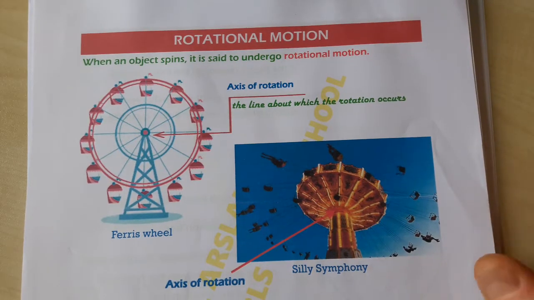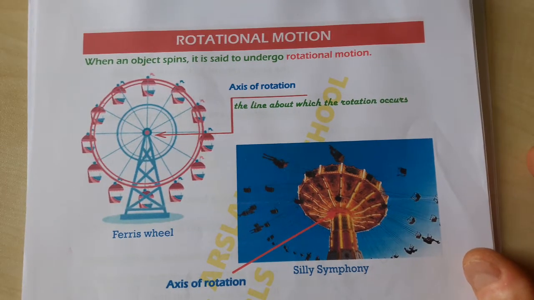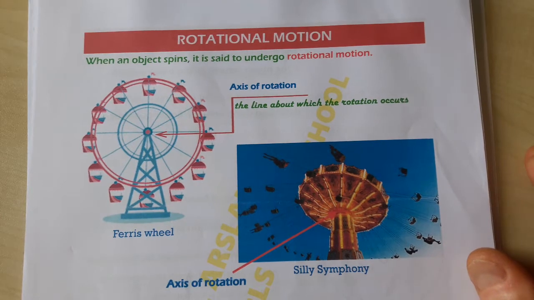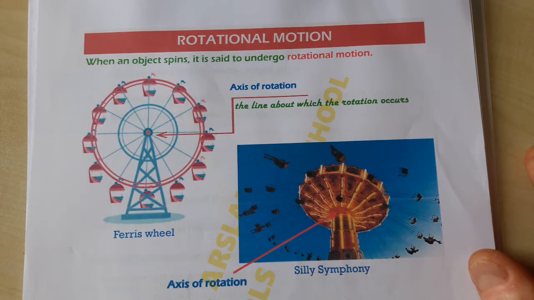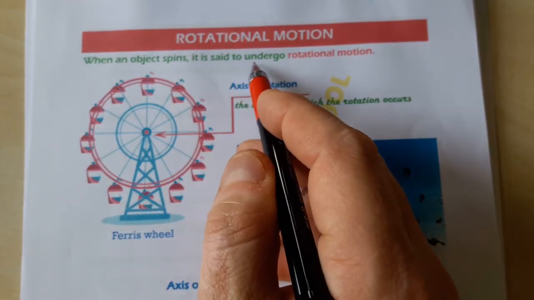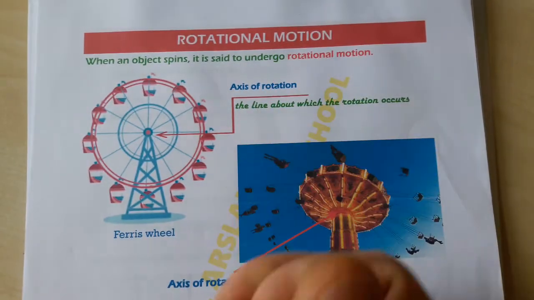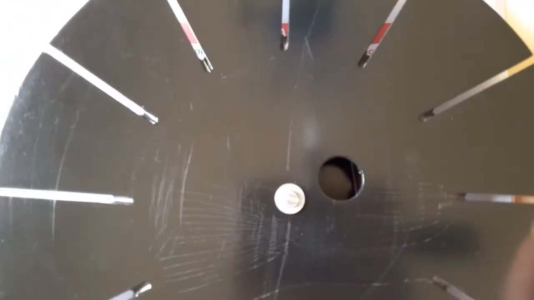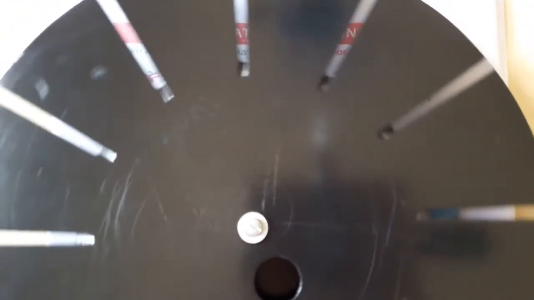Chapter 1, Section 1, Rotational Motion is the title. Now, first we are going to define what rotational motion is. When an object spins, it is said to undergo rotational motion, like this. This object is spinning, so we say that this object is in rotational motion.